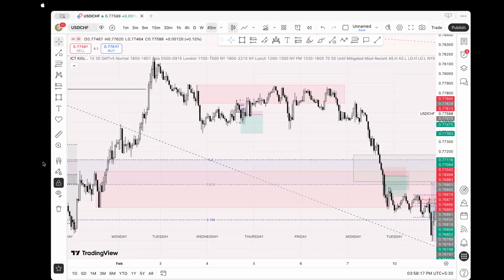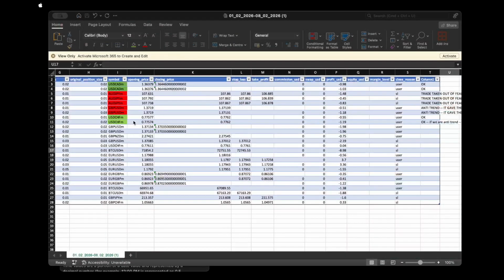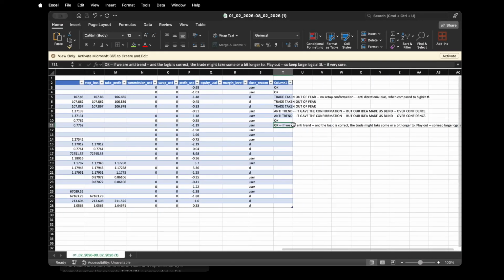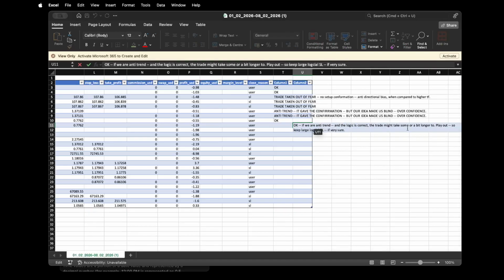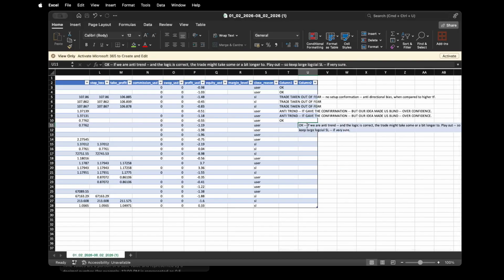Let me switch back to Excel. Sorry. So yeah, I marked the USD CHF as green, and this was okay. We were anti-trend. The logic was correct, and the trade might take some time or a bit longer to play out if it is anti-trend. So keep a large logical SL if very sure. But otherwise, I would rate it as okay. I don't see any harm in this particular trade. Okay, maybe I will just put it here.